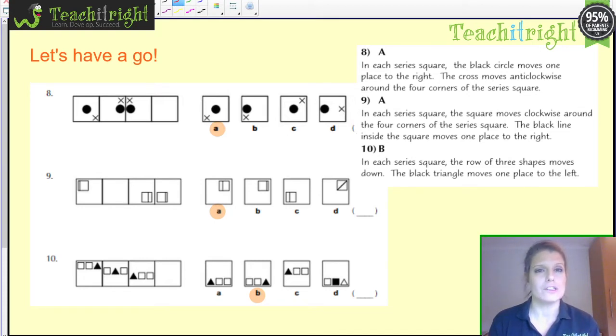So the square is just moving around the box. And number 10, fairly straightforward one here. This is B. The row of 3 shapes is moving down one place. So we know it's got to be at the bottom. So in terms of elimination, we can get rid of C as a choice. And the black triangle is swapping places each time. And what it's doing is moving one place to the left. So hopefully you can see those options.